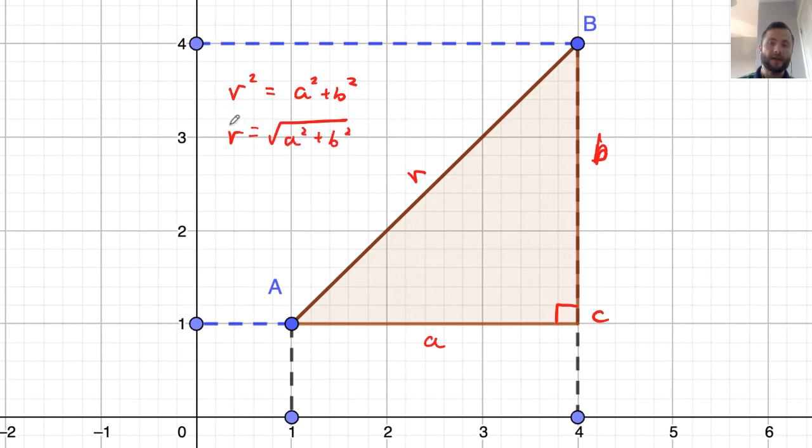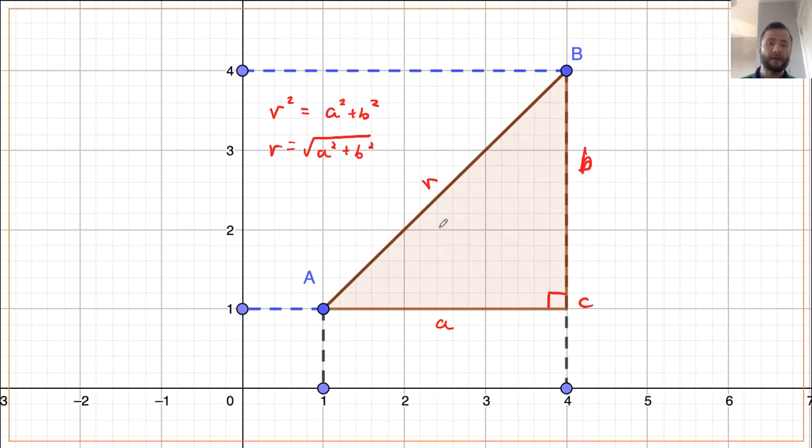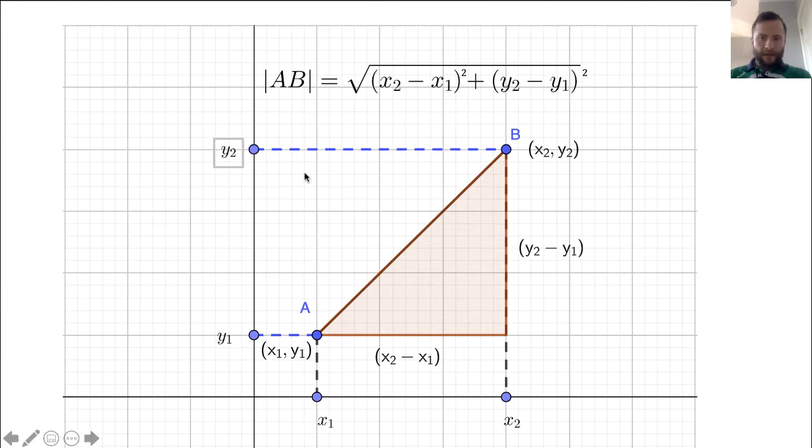So to find the length of segment AB, or the length of r, all I need to do is find the distance between A and C, the horizontal distance between the 2 points, and find the distance between B and C, which is the vertical distance between the 2 points. And then use those 2 distances in my distance formula. So how would I find the horizontal and the vertical distances?